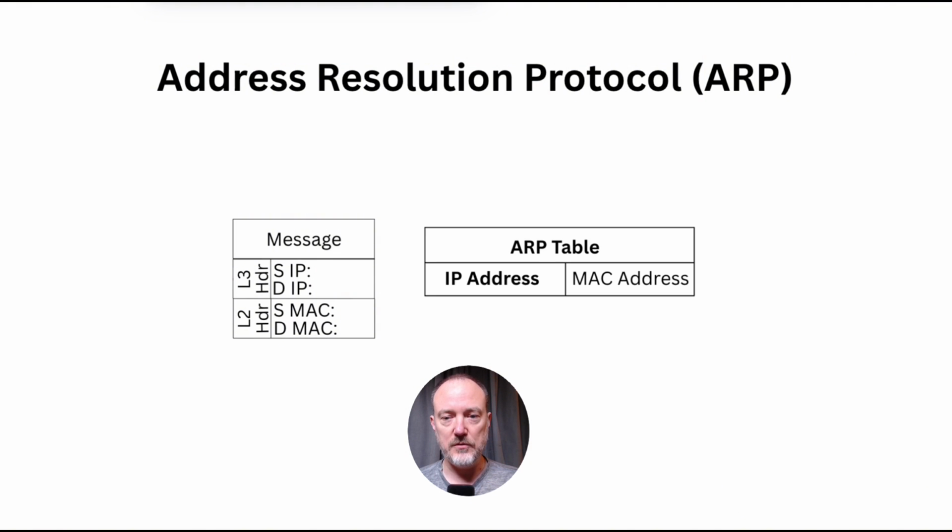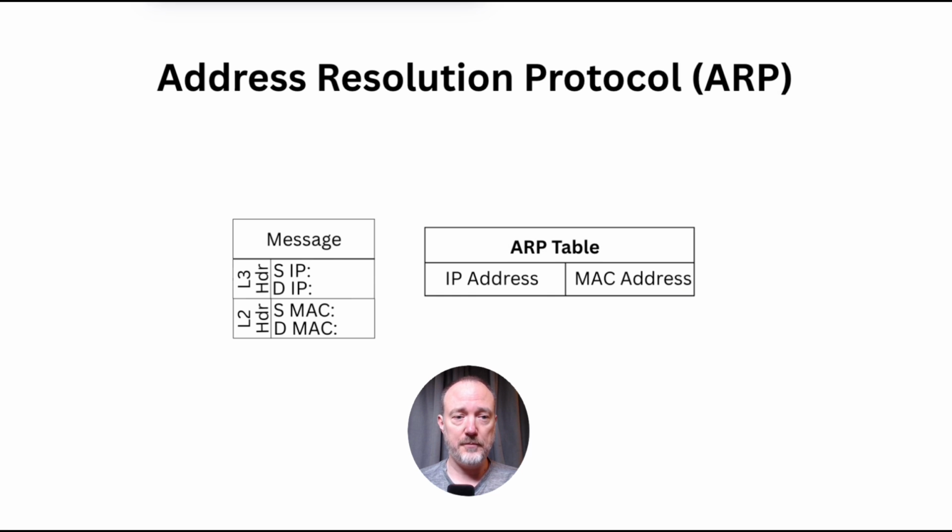So the way that we do this mapping is with the ARP table. The ARP table maps the IP address of a device to the MAC address. So when a message is being sent to an IP address, the sending device can check its ARP table to determine which MAC address should be used as the layer 2 destination.